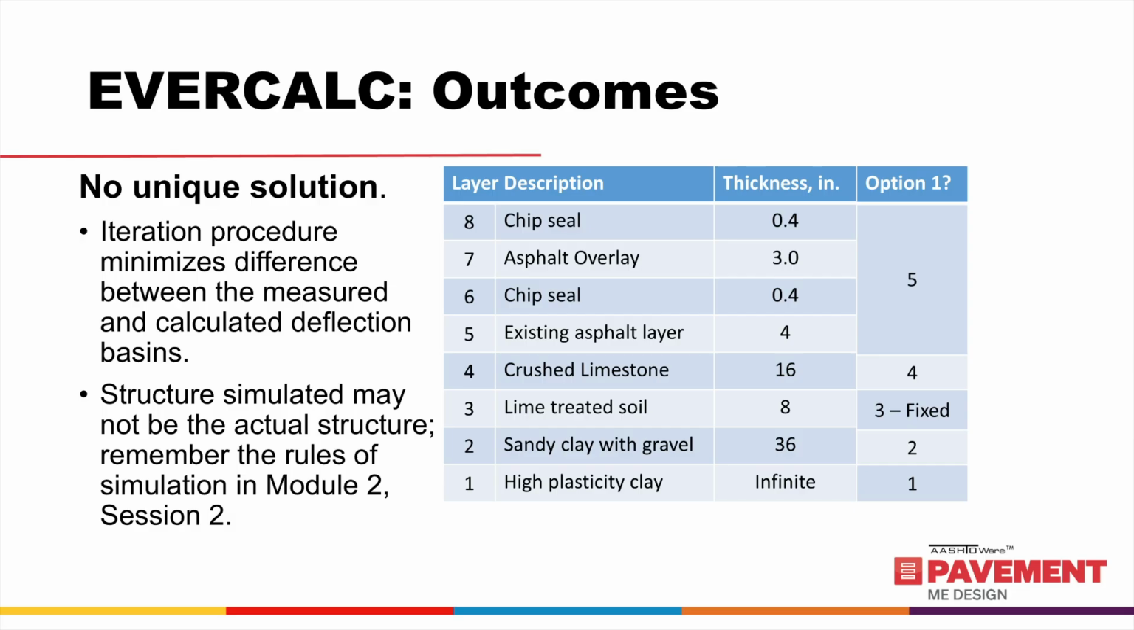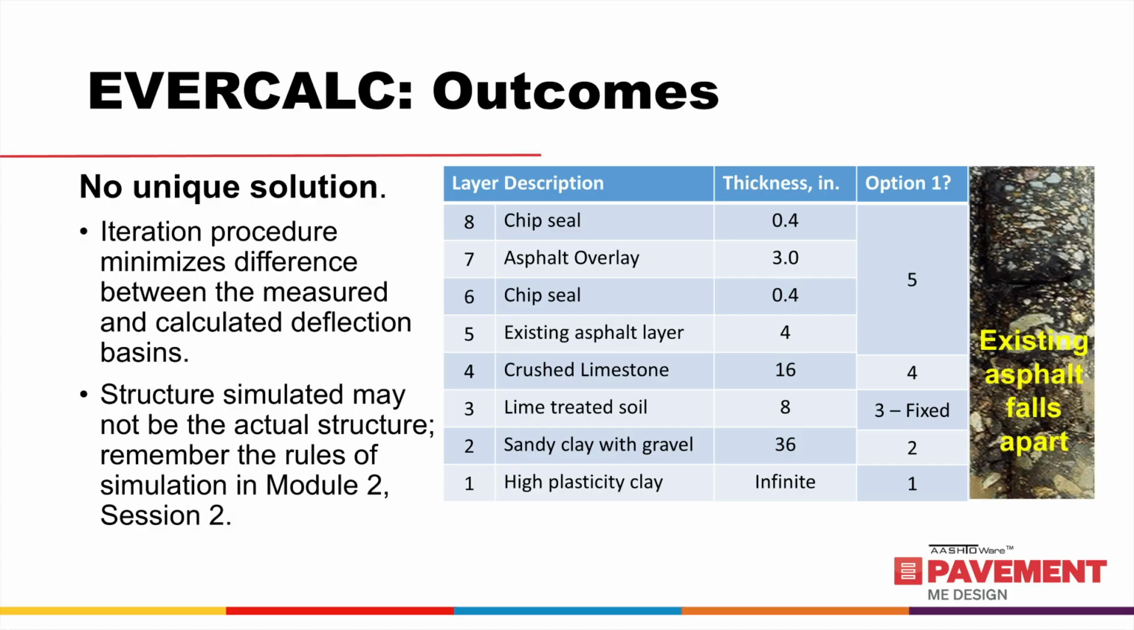Remember from Session 2, the 8-inch lime-treated soil should be a fixed layer because it will likely be defined as a thin layer, so the elastic layer modulus is fixed in the back calculation process. However, what if the lower asphalt layer exhibits stripping or disintegrates during the coring operations to determine layer thickness, as displayed on this slide? The layer simulation will be different because the load responses of the intact versus deteriorated asphalt layers will be different.